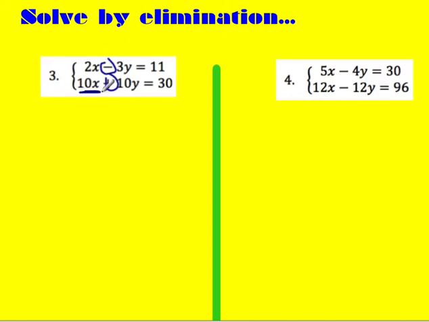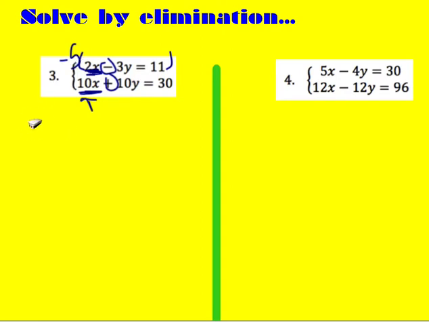So I'm going to ask myself, what can I multiply 2x by to get to 10x? What do I need to multiply 2 by to get to 10? Well, I need to multiply it by 5. Now I notice that this is a positive 10 and I need this to be a negative 10. So I'm going to multiply that top equation by a negative 5.